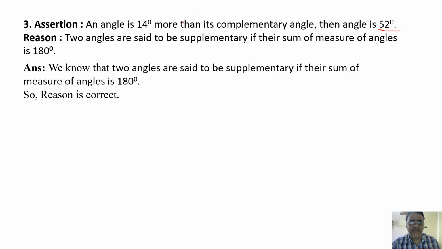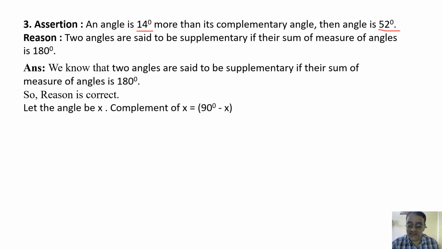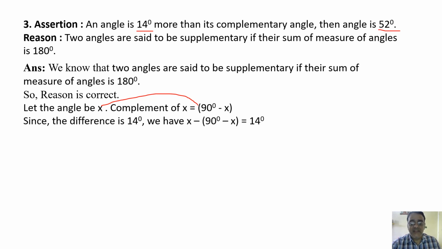Now for assertion, we are going to take the angle x. So what will be its complement? 90 minus x, and it is given that the angle is 14 degree more than its complement. So the difference of these two angles is 14 degree. That is x minus (90 minus x) is equal to 14 degree. When we open the bracket, this will become plus, and this minus 90 we can shift to the other side. So it will become 14 plus 90, 104. So we'll get 2x is equal to 104. So what is the value of x?